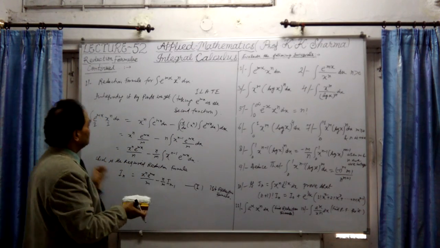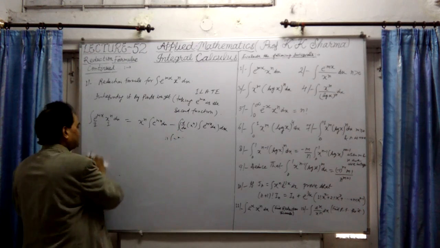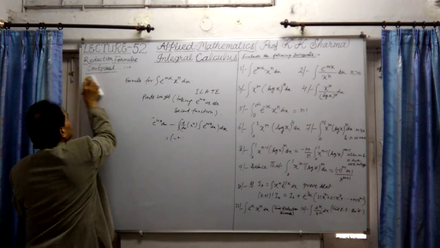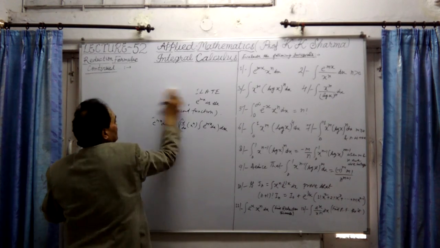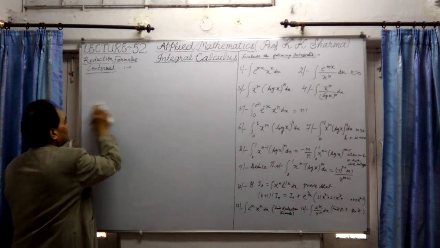Let me take the next reduction formula, the second one. What is the second reduction formula? The reduction formula for e^(mx) upon x^n.